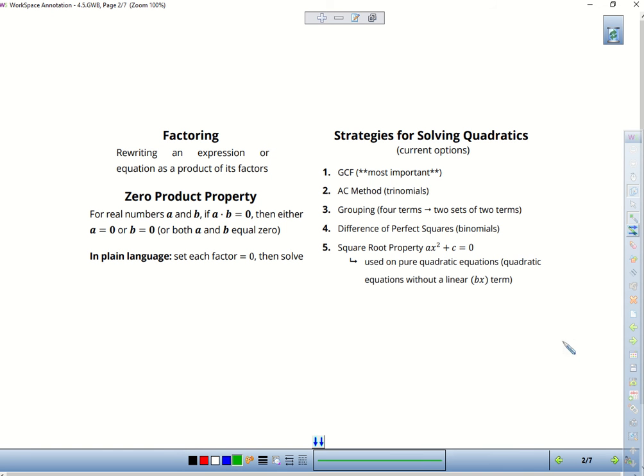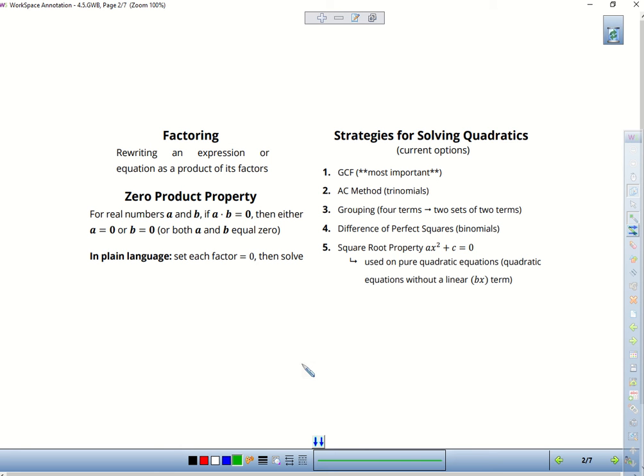Factoring is basically the procedure of rewriting an expression or equation as the product of its factors, in a way that if you were to multiply the factors together, you would end up back with the standard form. The zero product property states that for real numbers, or expressions that represent real numbers, if you multiply two values together and the result is 0, it must be true that one of those values must have been 0, right? If you multiply two numbers together and your answer comes out to be 0.